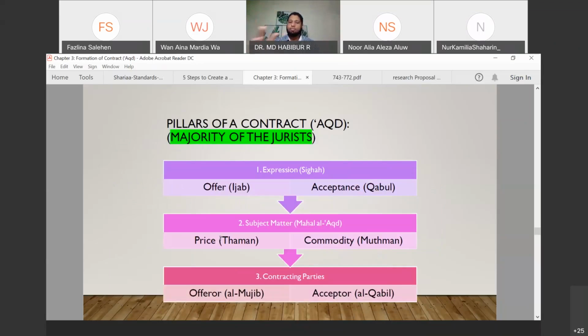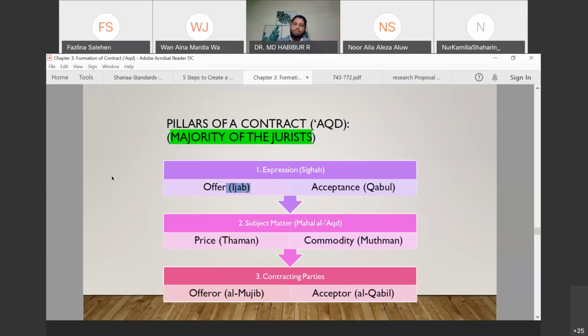However, the majority of scholars are quite strict. They said everything related to the contract, like ijab and qabul, like the subject matter, price and commodity, like the contracting parties, the offerer and the acceptor, or the buyer and the seller, is considered a pillar of a contract. So the Hanafi scholars said pillars are only two, offer and acceptance. However, the majority says no, the pillars are six: offer, acceptance, ijab and qabul, price and commodity, thaman and mutamman, and offerer and acceptor. Means we can say easily buyer and seller, or lessor and lessee. So all six are considered the pillars of a contract.